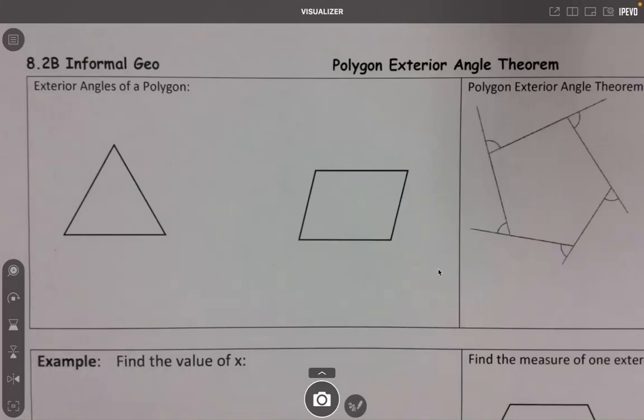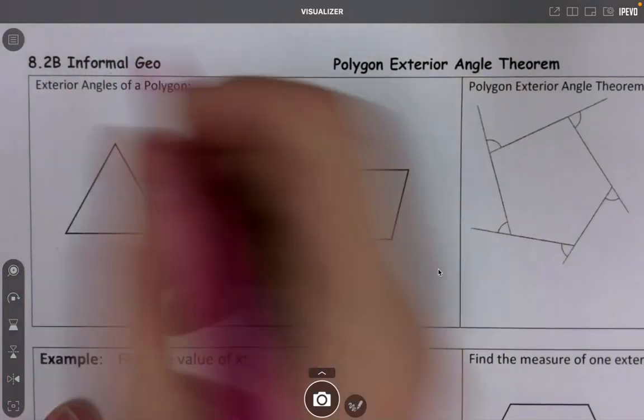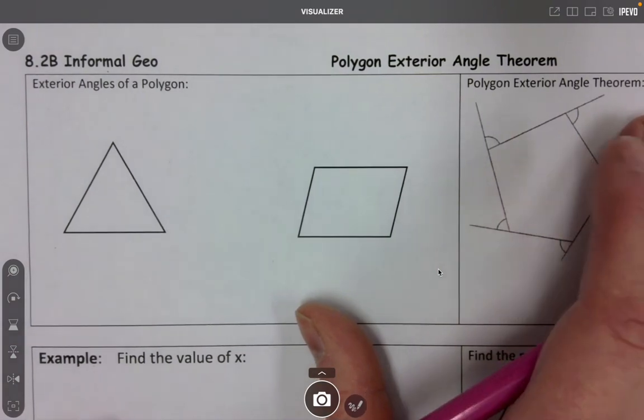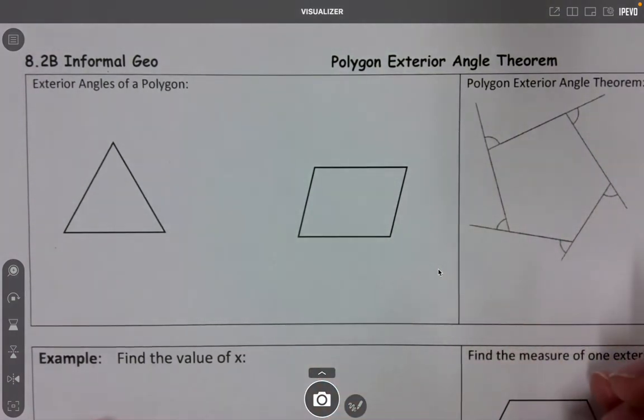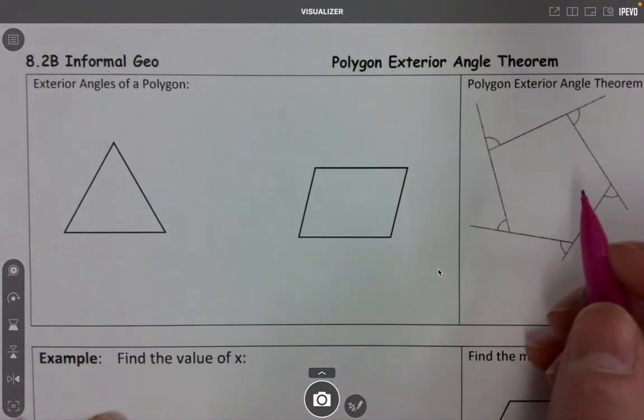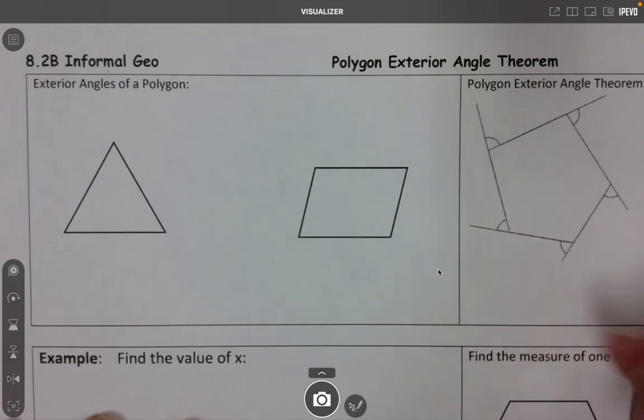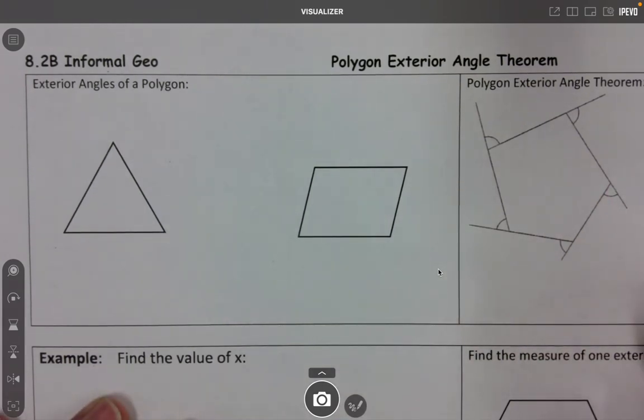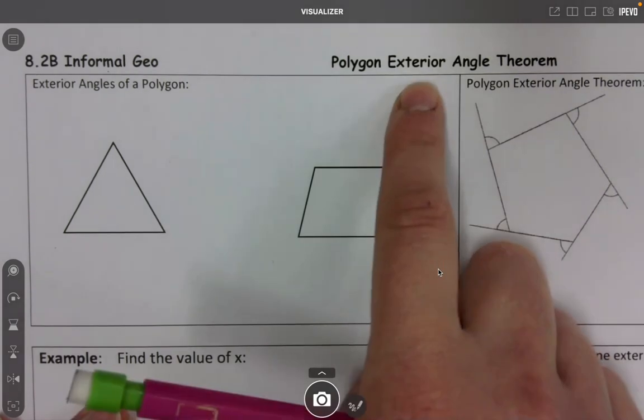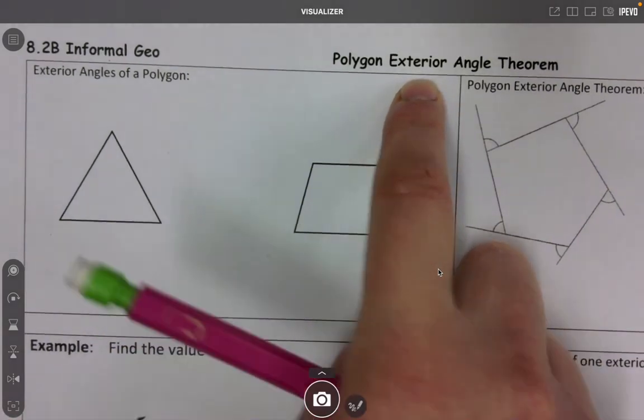Hello, class. These are our H2B informal geometry notes. So remember, section 8.2 was about angles for polygons. We had both interior and exterior angles. And so the last time we did notes, we were looking at our interior angles, our inside. Now we are looking at exterior angles.